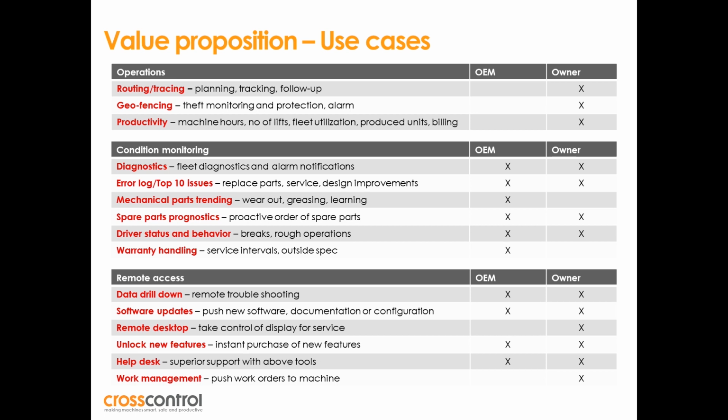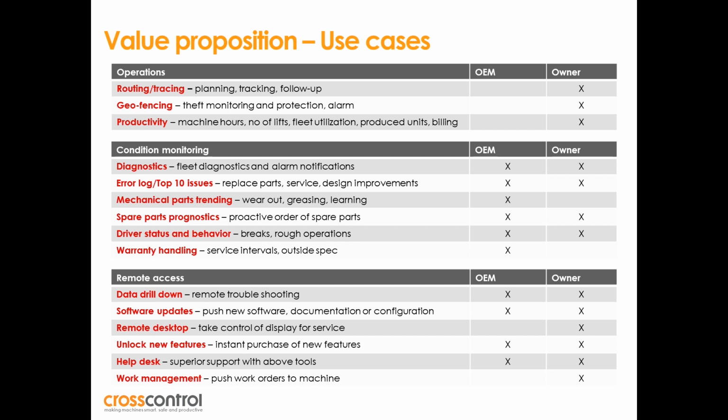Geofencing is popular for theft monitoring, where you make a virtual fence around a specific area, and you can get an alarm if your vehicles are moving or being moved outside that fence area. Productivity is usually the first thing that you think of, where you monitor the machine hours, number of lifts, fleet utilization, basically any type of KPIs that you're interested in, and sensor data that you're interested in following up afterwards. Within condition monitoring, we have diagnostics, of course.